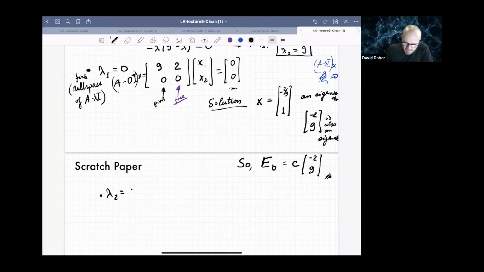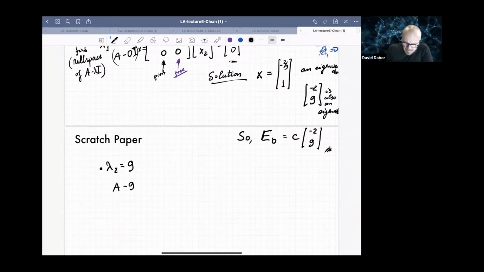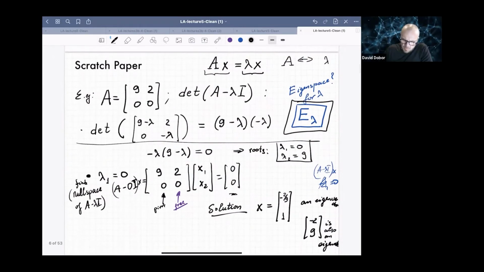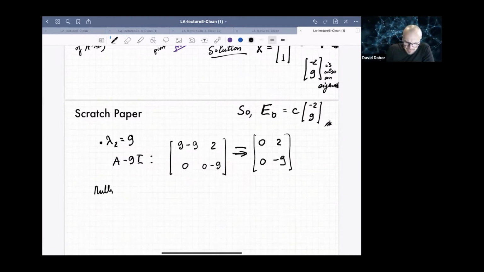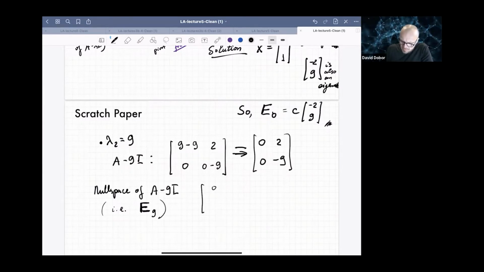So for the second eigenvalue, I write down the matrix A minus lambda I, which is going to be this matrix: 9 minus 9, 2, 0, 0 minus 9. So this goes to the matrix 0, 2, 0, minus 9. That's my A minus 9, or A minus lambda I, and I need its null space. The eigenspace associated with the value 9 is going to be the vector that solves this system of equations.